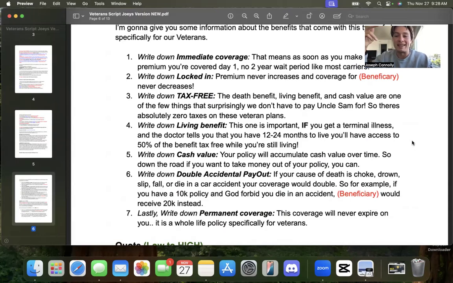Next, you can write down a living benefit. And living benefit simply means that if, God forbid, you get a terminal illness or the doctor says you only have a year or two to live, you're able to access 50% or half of the benefit tax-free while you're still living, just to make that process as easy as possible if, God forbid, something crazy like that does happen.